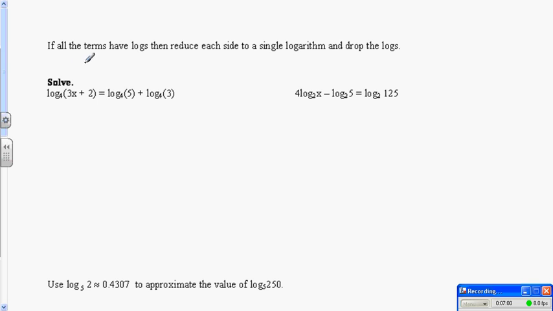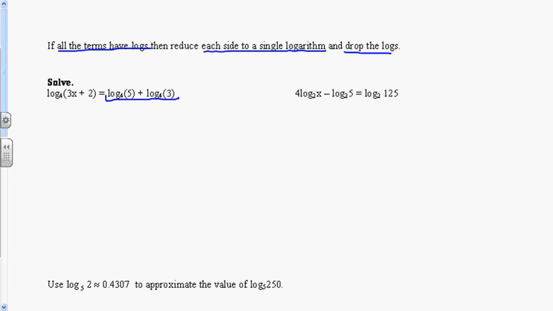Next is, what if you have an equation where all terms have logs? Then we're supposed to reduce each side to a single log, and then we can drop the logs. So this side we need to bring together. So we have log base 4 of 3x plus 2 equals. They're being added. So we'll say log base 4 of 5 times 3. Now we have log equal to log. And we've done this in the last couple of lessons. We can just drop the logs and focus on the parentheses.